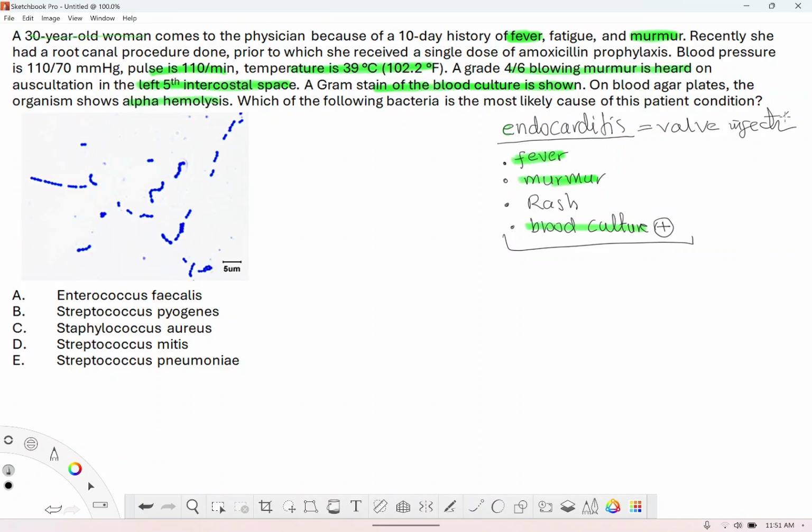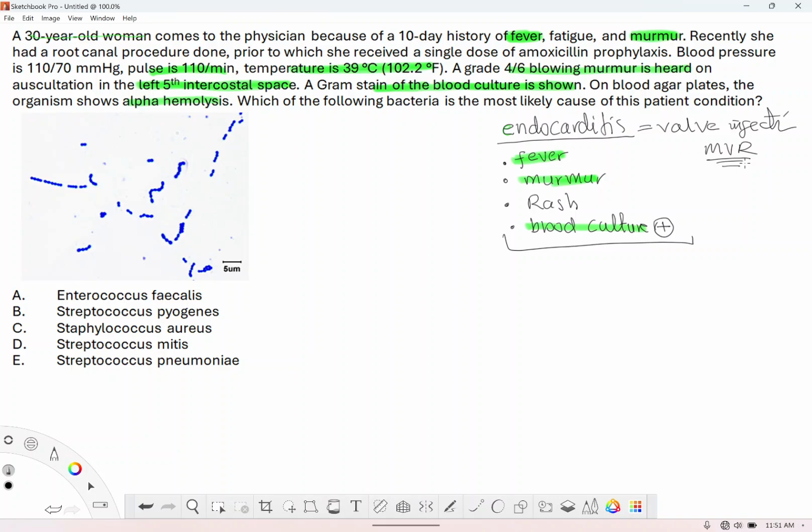In this case, the valve that's infected is in the fifth intercostal space, so most likely it is the mitral valve. What is the murmur? Blowing murmur is heard on auscultation, but it doesn't tell if it's systolic or diastolic. So maybe regurgitation. Initially, the first complication of endocarditis of the mitral valve is regurgitation, and then over a long time, it becomes stenosis. Irrelevant to this question.